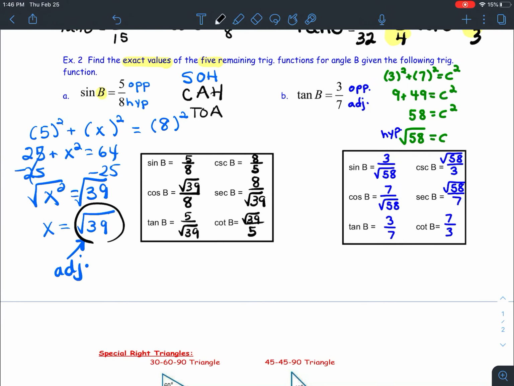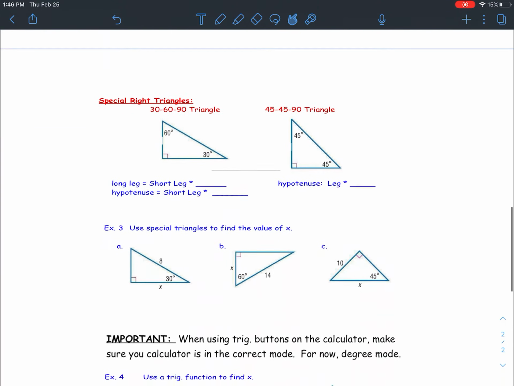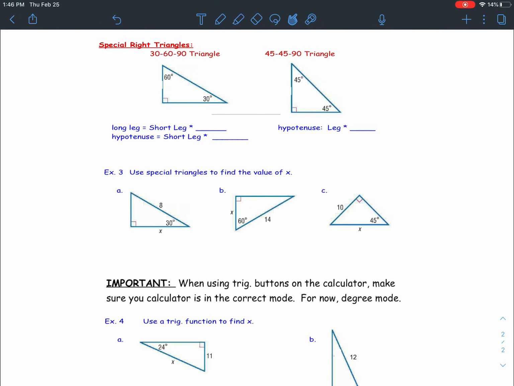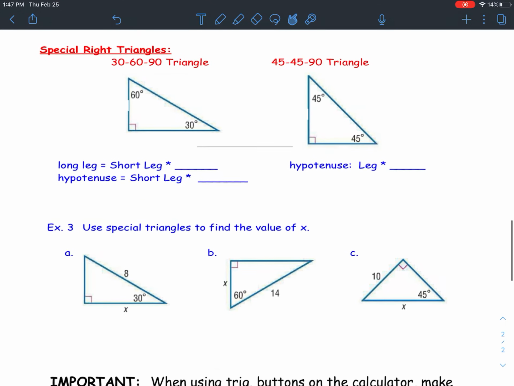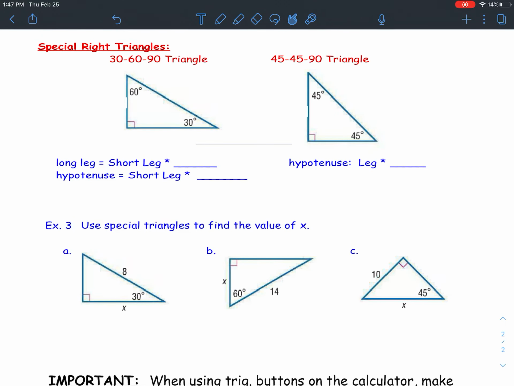Okay? All right, great. So let's go ahead and flip to the back here, where we're just going to spend a little bit of time looking at two special right triangles. These are really going to be important, especially as we move through to some of the later sections and we start looking at the unit circle. Okay, so there are two special right triangles.